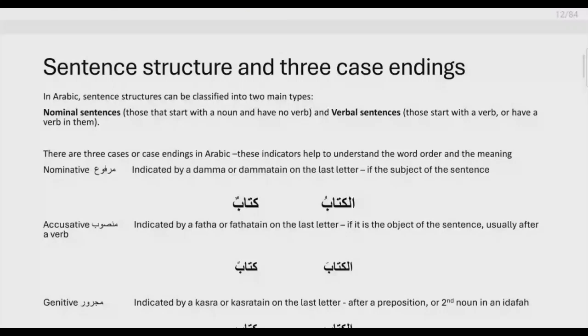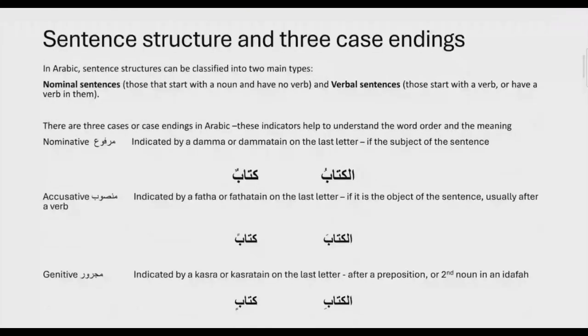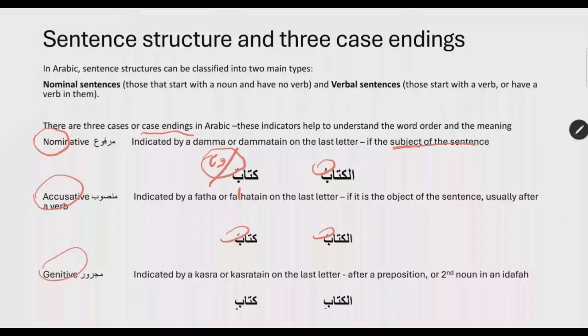Okay, now sentence structure. Essentially, there are three case endings in Arabic. I've used these words often: nominative, accusative, and genitive. Now, if the word is the subject of the sentence, then you use the nominative case ending, which is a dhamma or a double dhamma, as you see at the end of "kitab," which is the nominative, the subject way of using the word "al-kitab" in a sentence. If you want to make the word "kitab" appear as the object or after a verb, then you use the accusative form, which is the one fatha or the double fatha.